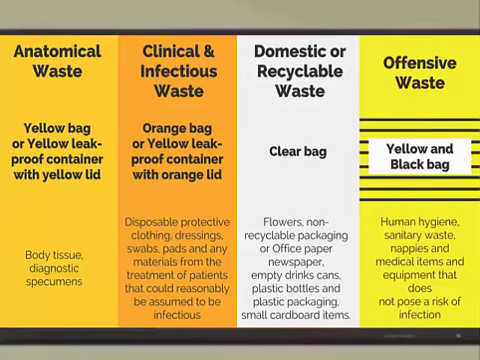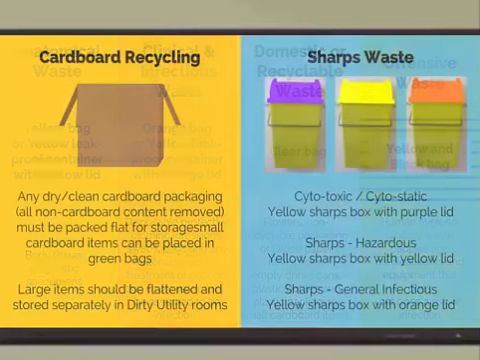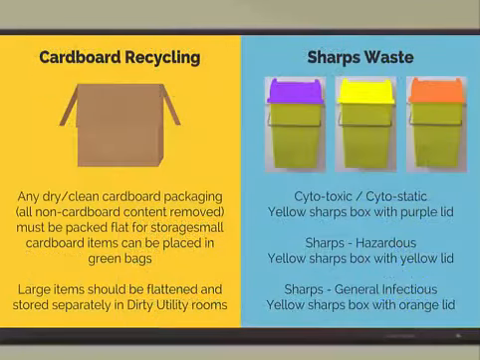Use the yellow bags for anatomical waste, the orange bags for clinical and infectious waste, the clear bags for domestic or recyclable waste, and for offensive waste use the yellow and black striped bags. Any dry or clean cardboard packaging must be flat for storage. Small cardboard items can be placed in the green bags. Large items should be flattened and stored separately in dirty utility rooms.